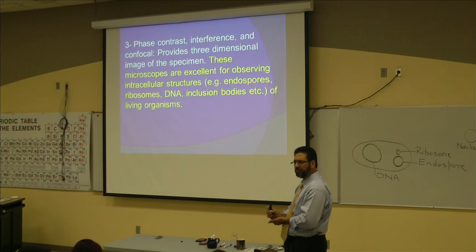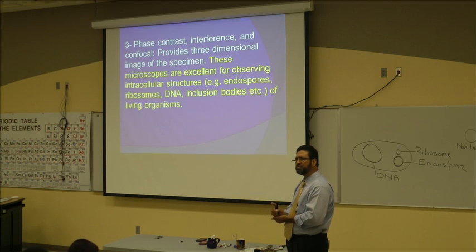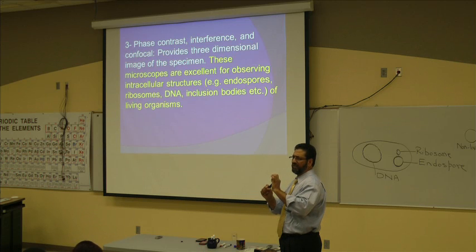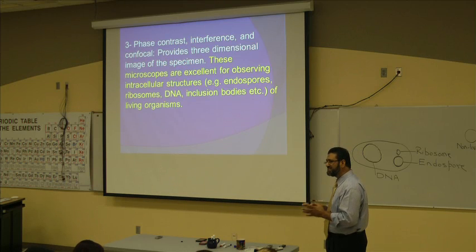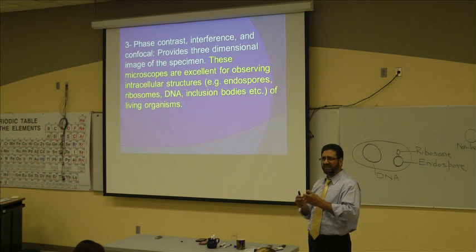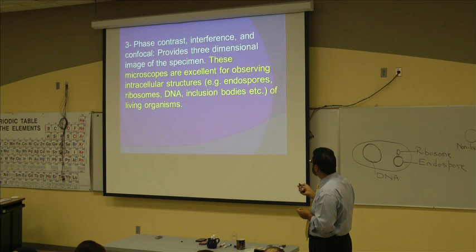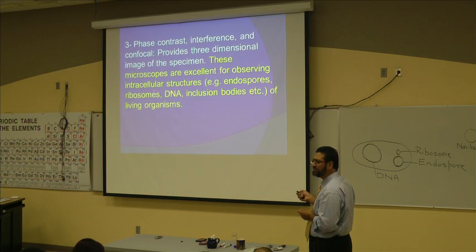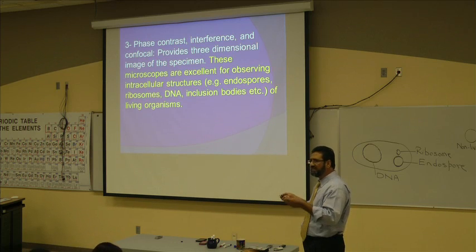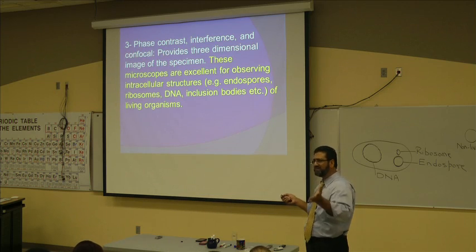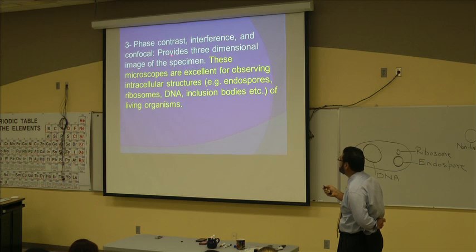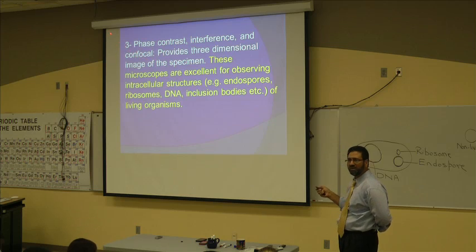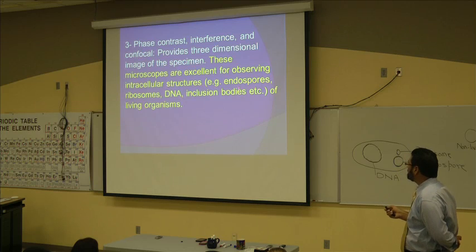This is the only microscope, make sure that you underline it, highlight it, that allows you to go inside living cells. It is a master of all trades, excellent for observing intracellular structures. But you can also see stained preparations, unstained preparations, living cells. It will do everything for you. But the most common use is to observe intracellular structures of living cells. This is called phase contrast. Sometimes it is also called interference or confocal. Endospore, everyone knows what endospores are.